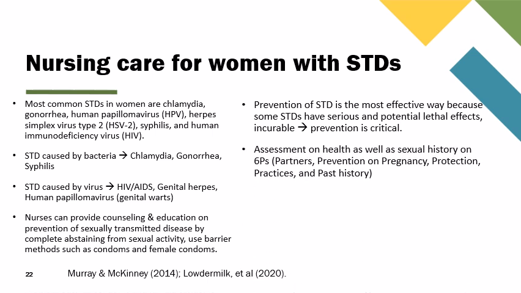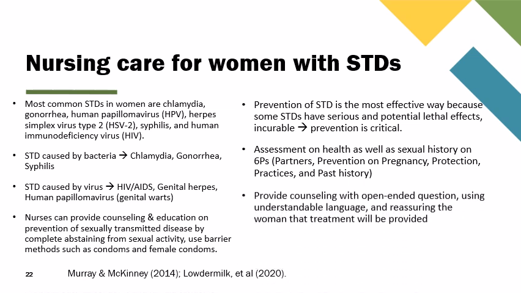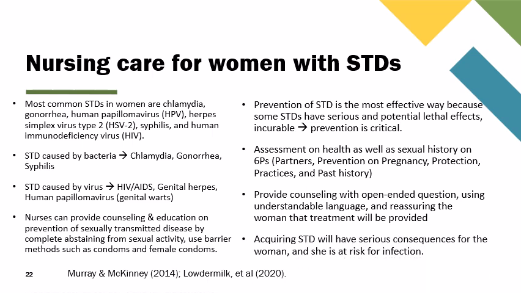We can assess the sexual history using the 6 Ps: partners, how many partners; prevention of pregnancy, what you do to prevent pregnancy; protection, what type of protection you're using; practices, what type of sexual activity you're doing; and past history. We can provide counseling with open-ended questions using understandable language and assuring that treatment will be provided. We also have to remind the woman that acquiring an STD has serious consequences, and she is at risk for infection.